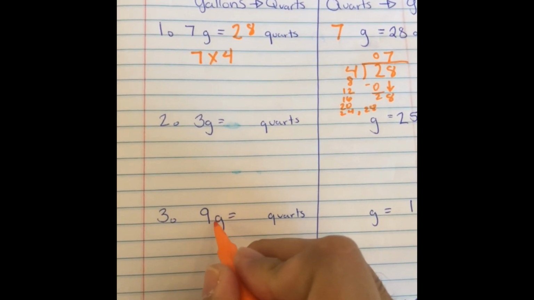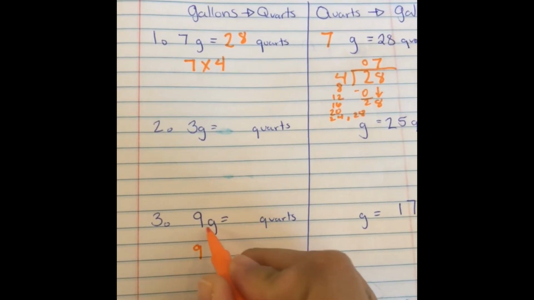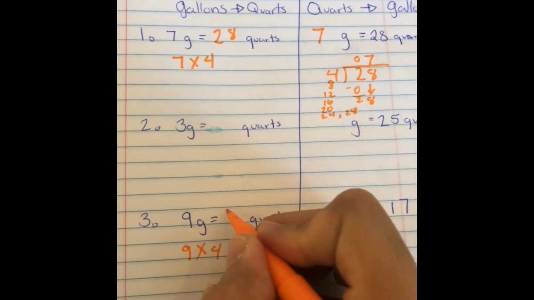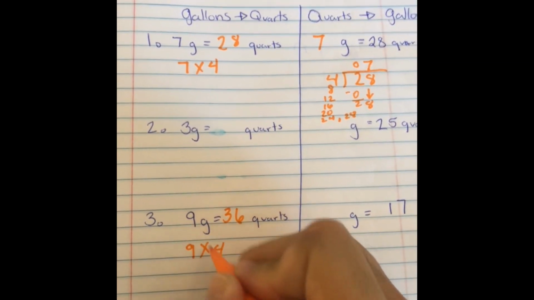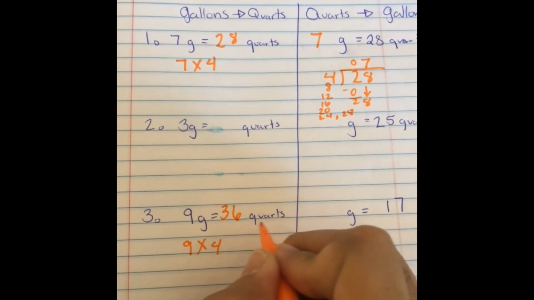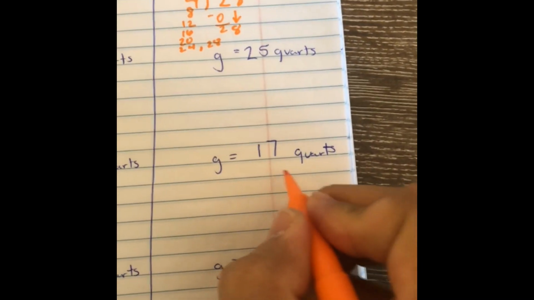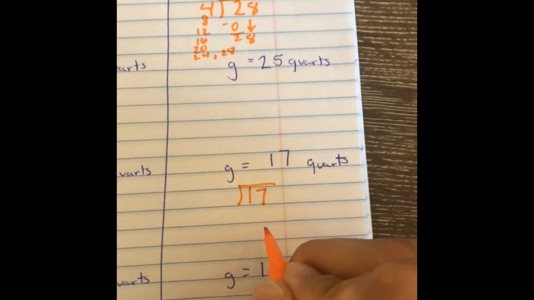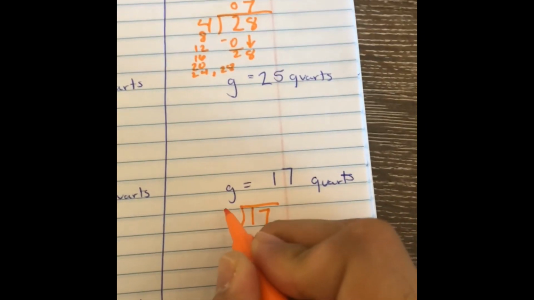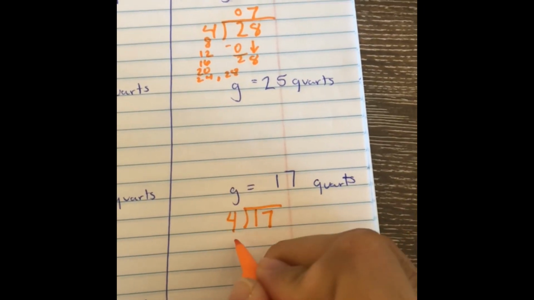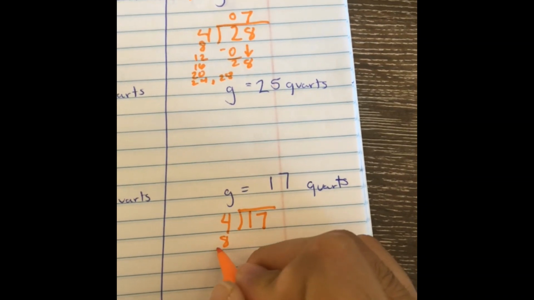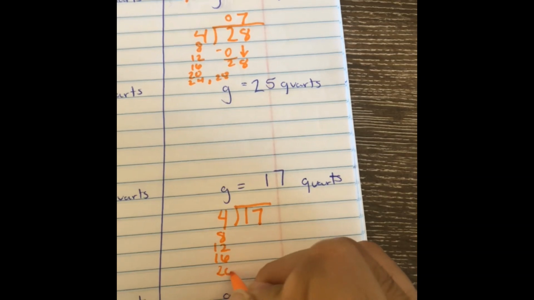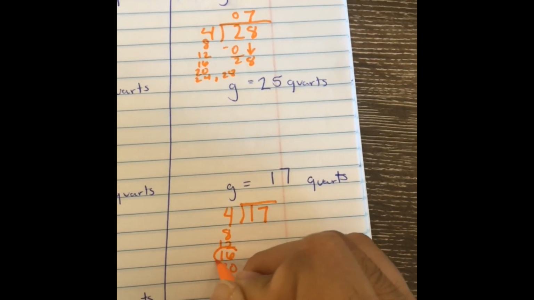So you're going to turn 9 gallons into quarts. How do I get gallons into quarts? I multiply by 4. 9 times 4 equals 36. So in 9 gallons, you have 36 quarts. Now let's go ahead and get 17 quarts back into gallons. Well, what do I do? I divide, which is the opposite of the other side because it's opposite day. So we're gonna divide 17 into groups of 4. Again, 4, 8, 12, 16. If I do one more, it's gonna be 20, which I don't have enough quarts to make another gallon.